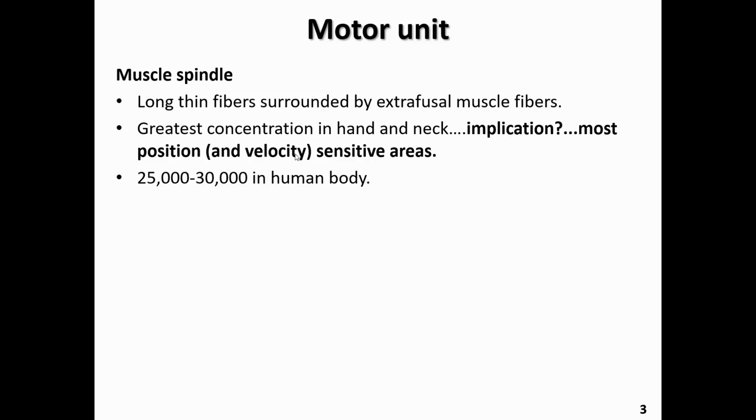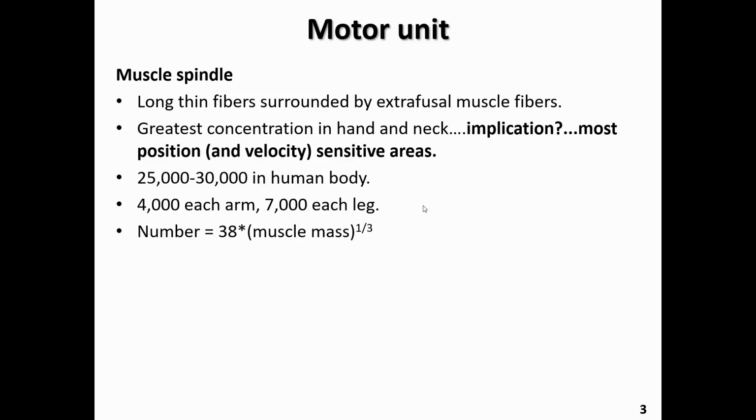Just some estimates of how many muscle spindles are in the adult human body. Some estimates range between 25,000 and 30,000, with approximately 4,000 in each arm and 7,000 in each leg. Some researchers have attempted to estimate and predict the number of muscle spindles in a particular muscle, which is largely predicted by the muscle mass. So the larger a muscle, the more muscle tissue, the more muscle spindles will be in that muscle.